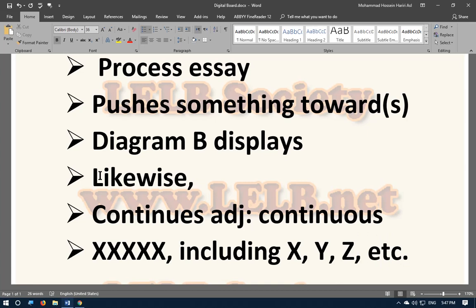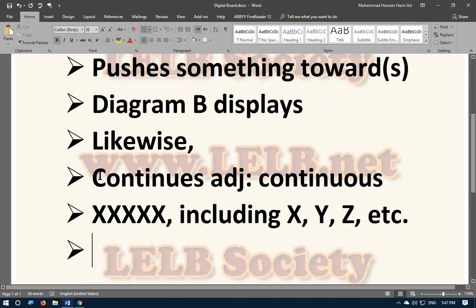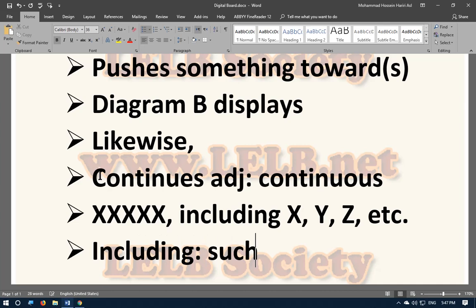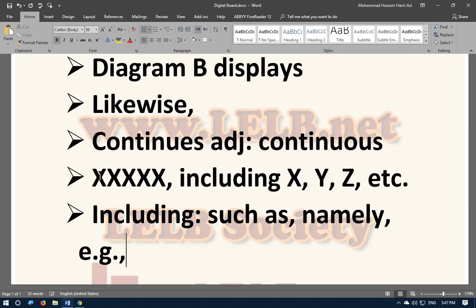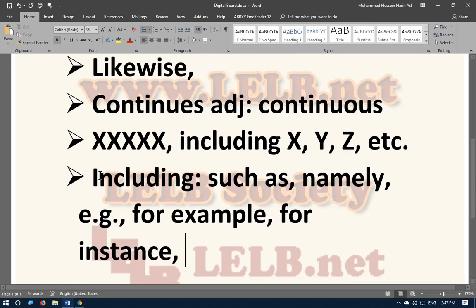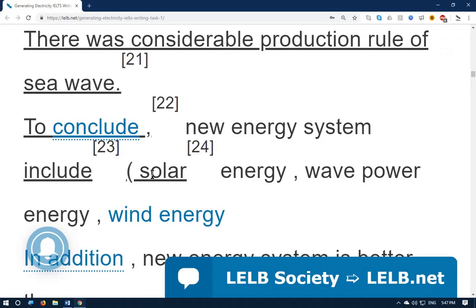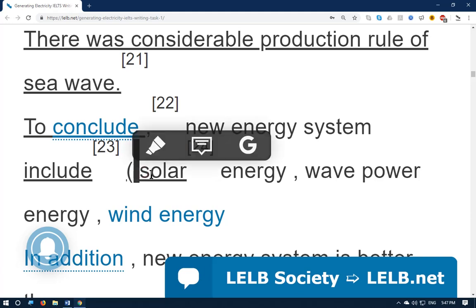Okay, so you are enumerating or making a list of something. So including means such as. Here including means such as, namely, for example, for instance. Okay, so including solar energy, remember there should not be any space between the parentheses and the words inside the parentheses.